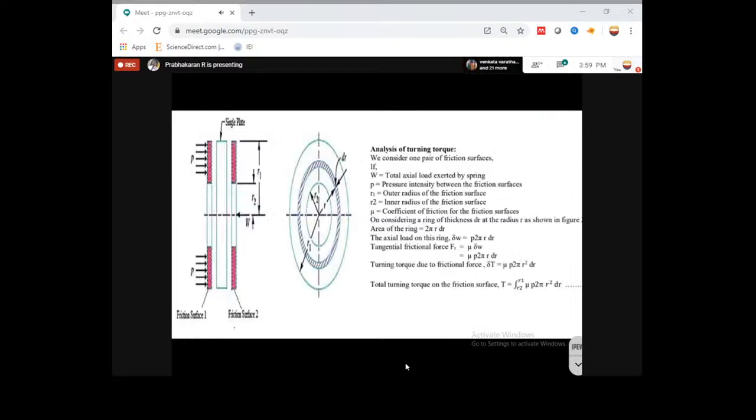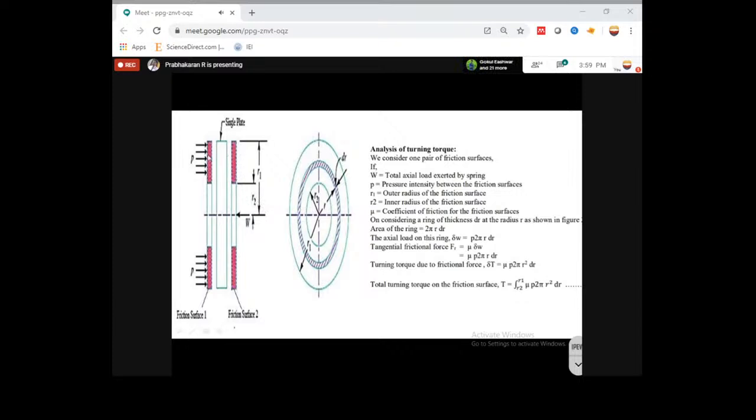Next I am going to talk about our clutch calculation and derivation. First I'm going to consider the single plate clutch. I'm going to solve how the formula is obtained from the derivation. Observe keenly, it is very easy and interesting. Definitely you can understand it very well.